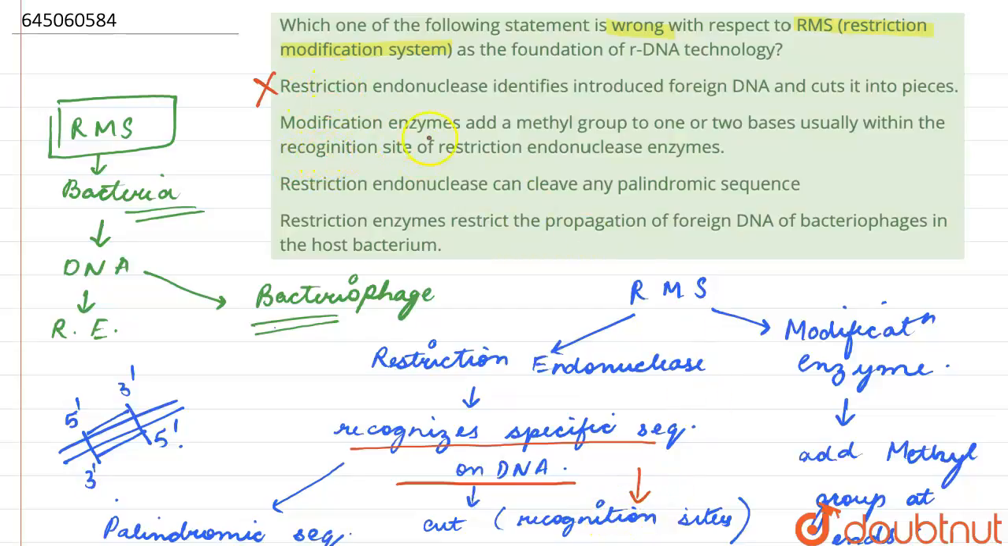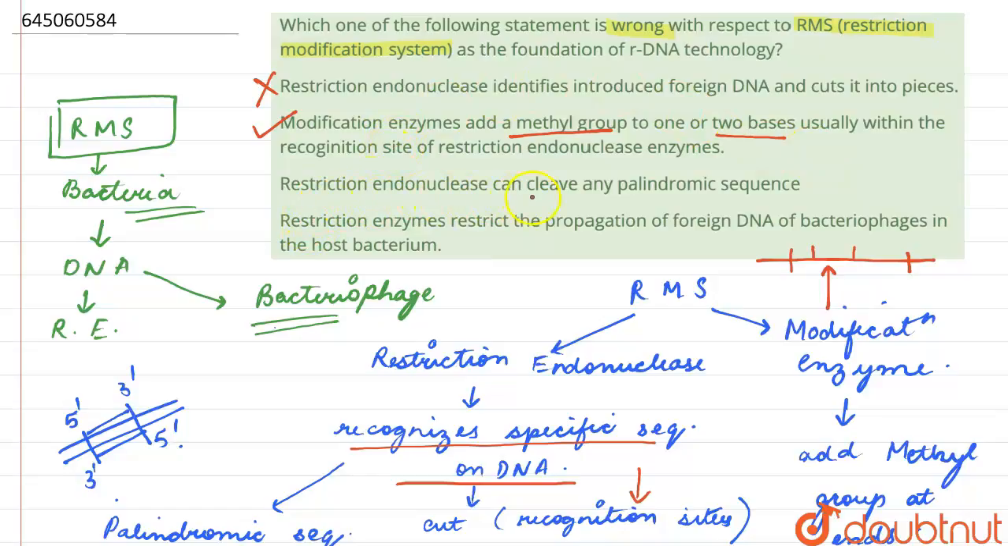The second statement says modification enzymes add a methyl group to one or two bases, usually within the recognition site of the restriction endonuclease enzyme. So this statement is correct, because we have seen that the modification enzymes add the methyl group within these recognition sites. For example, this is the DNA strand and the restriction endonuclease has recognized this sequence. So the modification enzyme will be adding the methyl group to one or two bases within this recognition site. So this statement is correct.